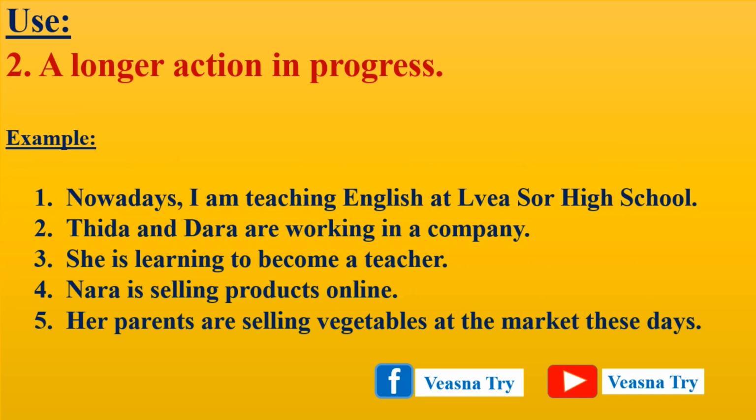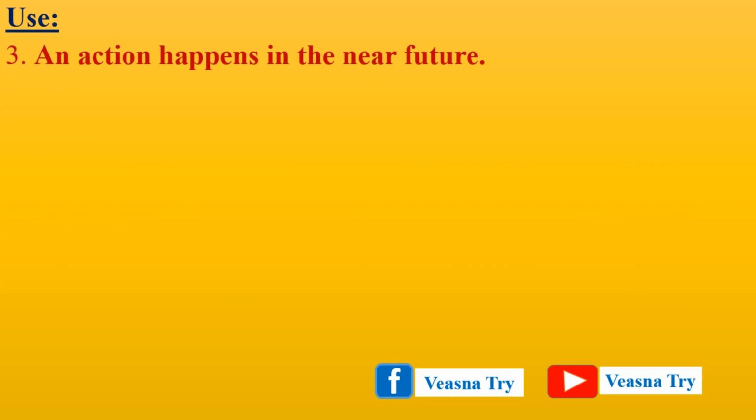So also these sentences are showing you about a longer action in progress. Mean something that is happening for a long time, but it's still in progress. Like example number one, nowadays I am teaching English at Louisville High School. So nowadays my job is a teacher, so I am teaching English at Louisville High School. I'm teaching for a long time, but it's still in progress, or it's still continuing, or I am still doing it, right? Okay, so let's go on to see the third usage of present continuous.